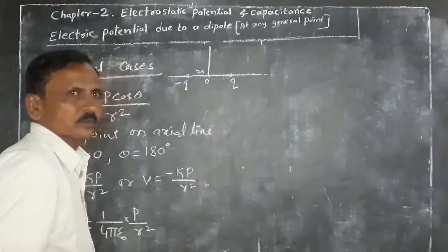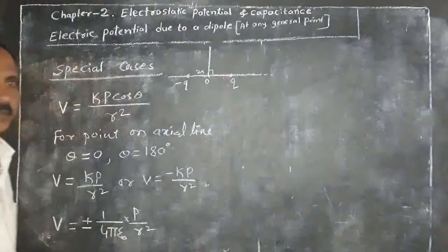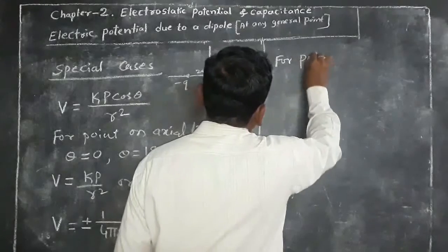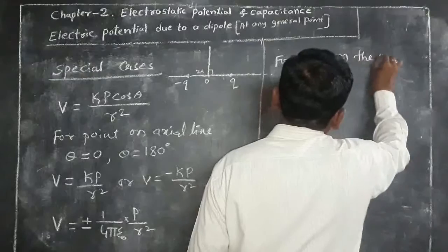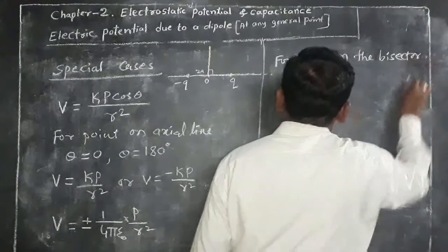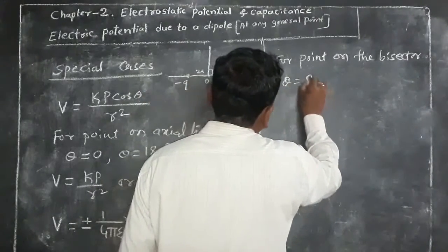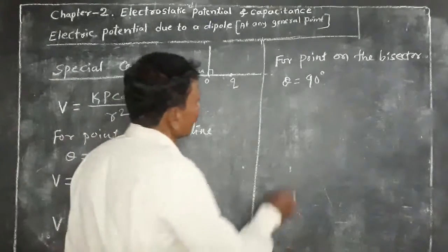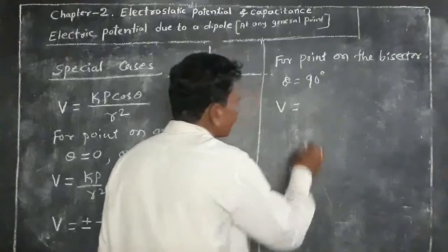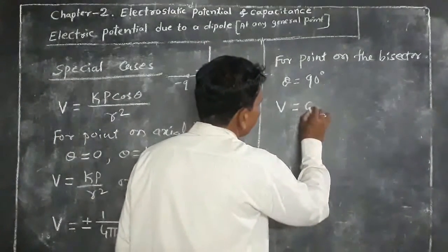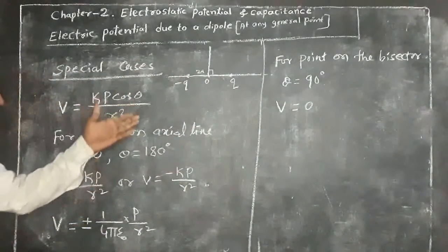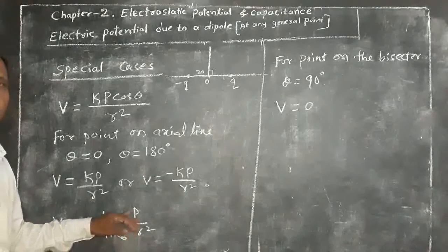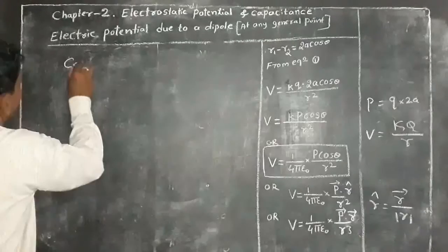And if the point lies on the bisector of the dipole, then theta equal to 90 degrees. For a point on the bisector or equatorial line, theta is equal to 90 degrees. If theta equal to 90 degrees, cos 90 equal to 0. Therefore, the whole term becomes 0. Hence, the potential at any point on the bisector of a dipole is equal to 0. And the potential on the axial line may be plus or minus kp upon r square, or 1 upon 4 pi epsilon naught into p upon r square.